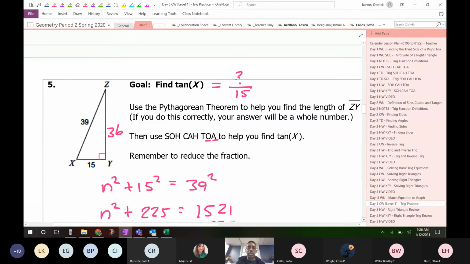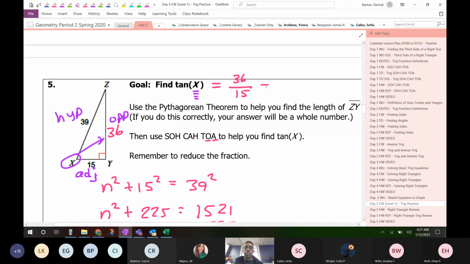Tangent is opposite over adjacent. And remember, this was the hypotenuse. Because we're talking about angle x, that made this the opposite side, which means that this is the adjacent side. So opposite over adjacent is going to be 36 over 15. So the tangent of x is 36 over 15.